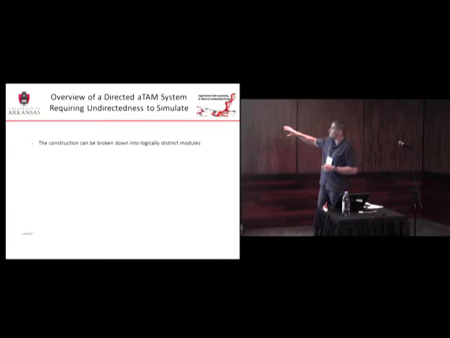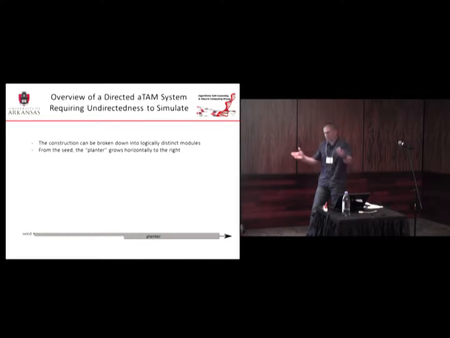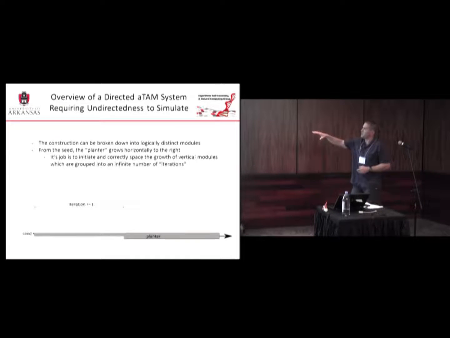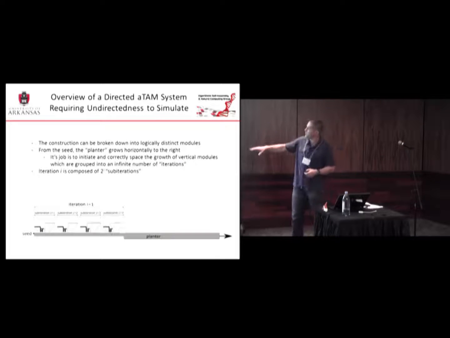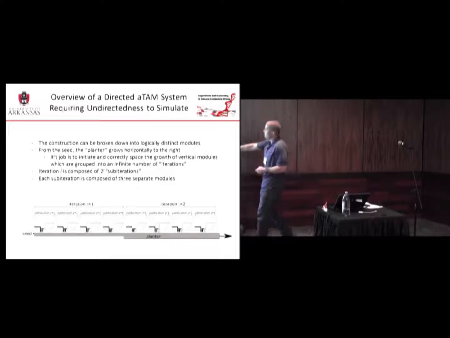Essentially, it's a modular construction. From the seed grows some module that's going to grow out infinitely far to the right, and its whole job is just to grow out some spacing and provide some information to allow new modules to grow up from the top and increment, one after the other, feeding input to them. We call them a series of iterations, so they're iteration i to infinity, and each one is made up of sub-iterations. Again, I'm not going to go into a ton of details, but we're really focused on what a sub-iteration is.